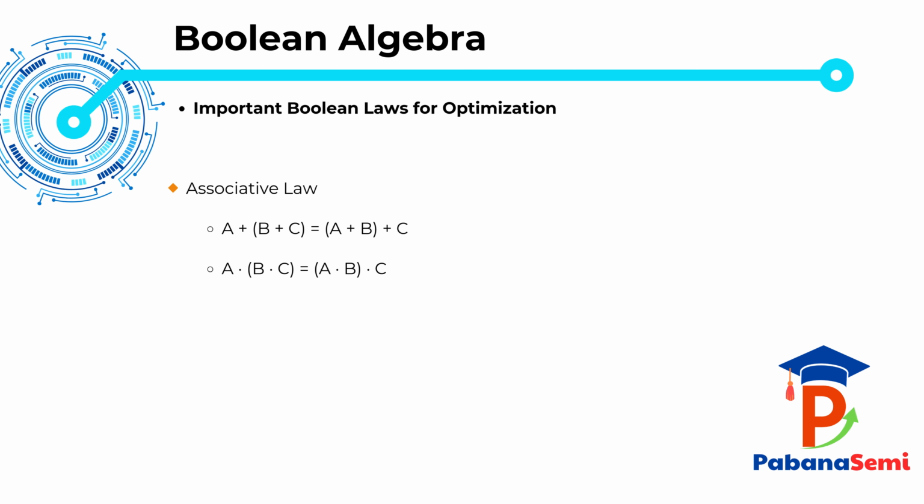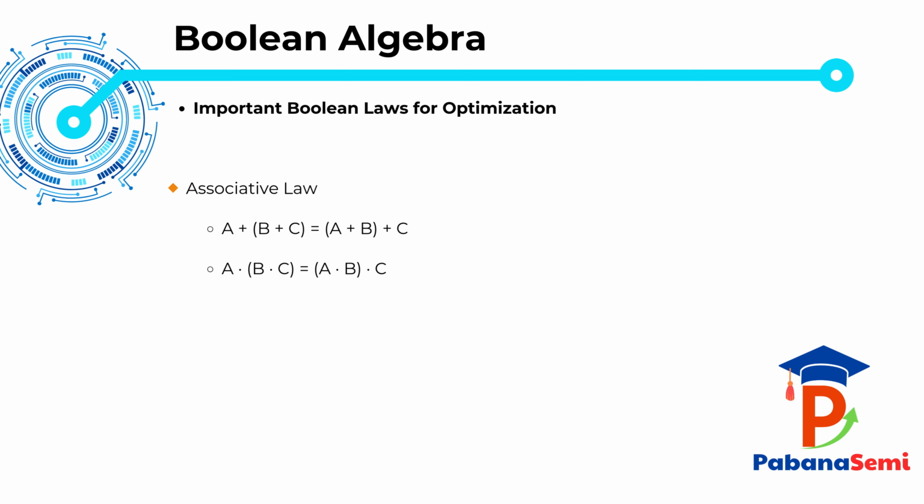Now, let's understand the associative law in Boolean algebra. The associative law tells us that the way variables are grouped does not affect the result, as long as the operation remains the same. For the OR operation, A plus B plus C is equal to A plus B plus C. This means we can change the grouping of variables without changing the output.